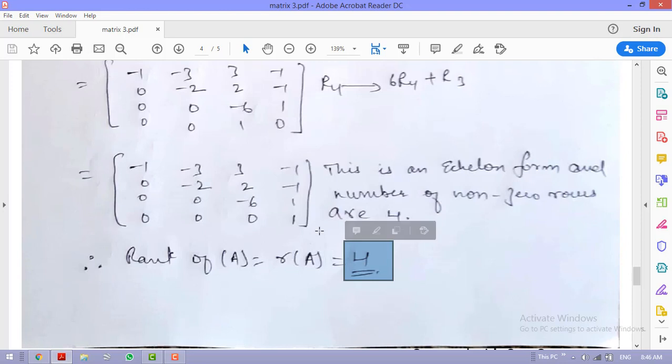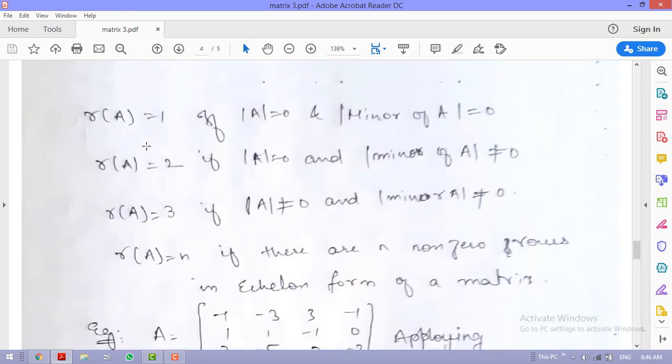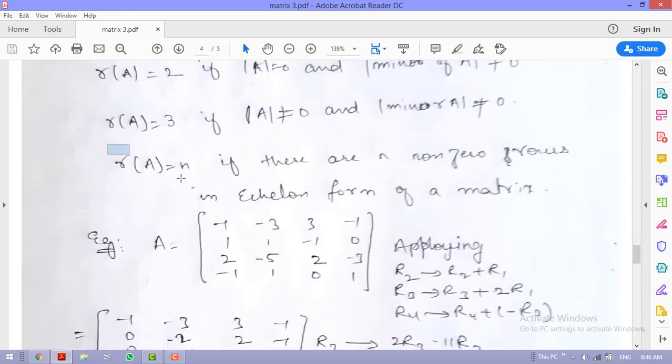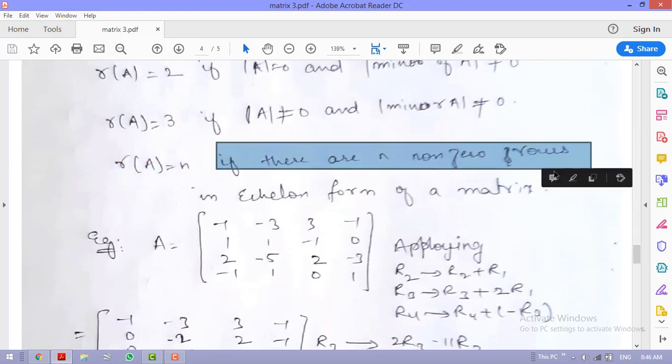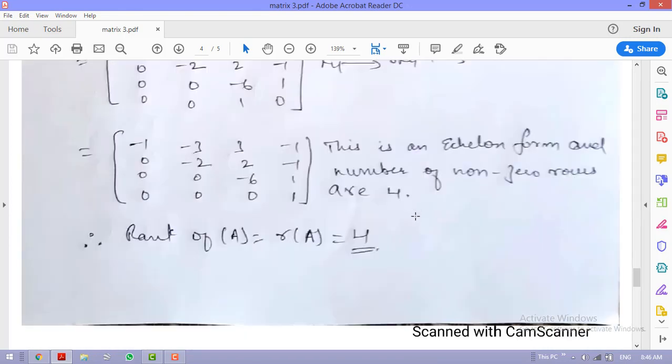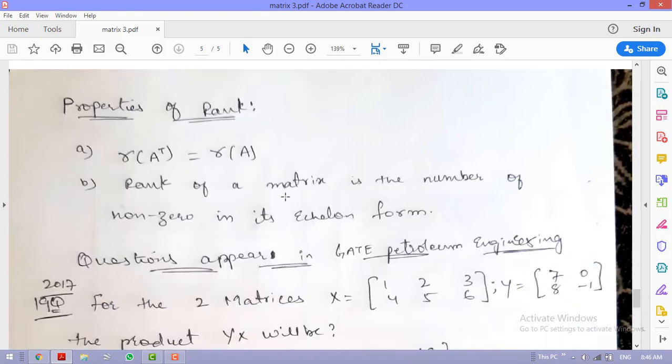Although you have to remember the rule I told you, that the number of non-zero rows will give you the rank of a matrix, right? So what I even wrote here is that the rank of a matrix is equal to n if there are n non-zero rows in an echelon form of a matrix. Okay, right. So let us see the next one, the properties of rank.